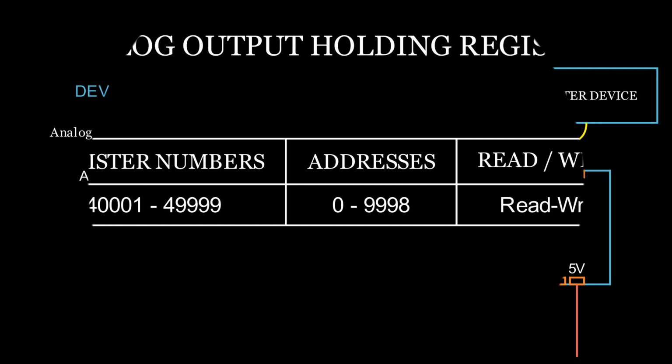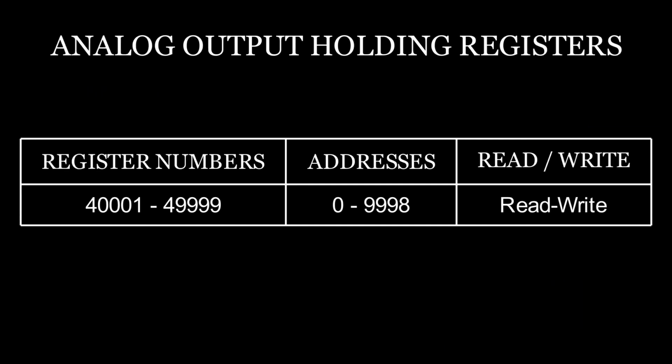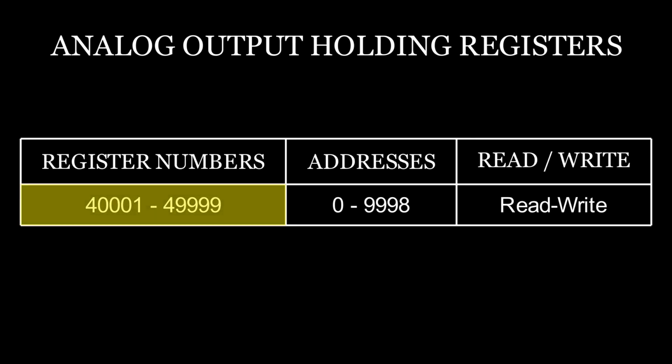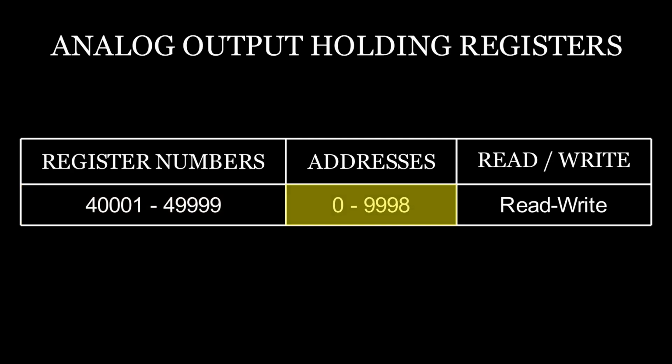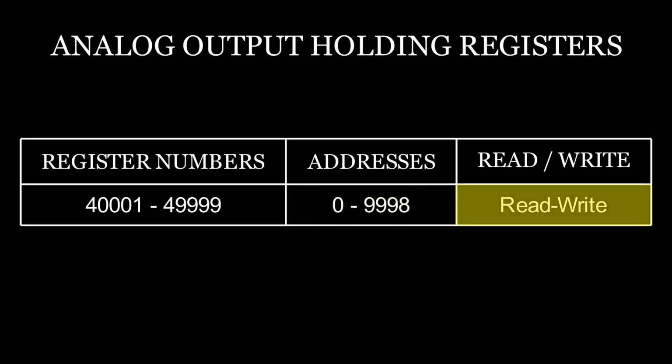In Modbus RTU, analog output holding registers are identified by both a number and an address. These registers have an offset of 40,000, so the first register starts at number 40,001. Each register number corresponds to a specific address. For example, analog output holding register 40,001 has the address 0. It is important to note the range of these numbers and their corresponding addresses. As these registers represent outputs, the master can read them and write to them.